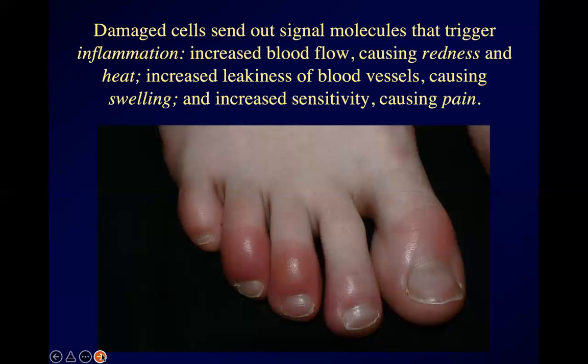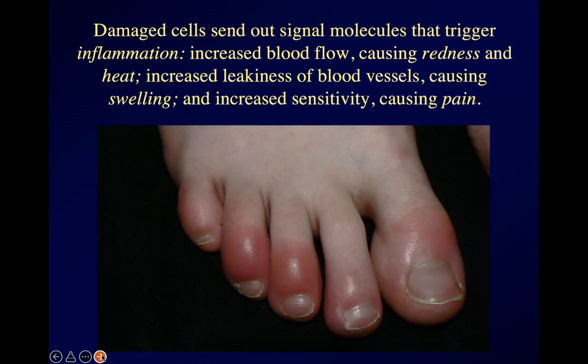The redness and the heat are caused by increased blood flow. For reasons I'll talk about in just a minute, blood vessels get increasingly leaky. Actual blood does not normally get out of them, but fluid can pass from the blood into the inflamed tissues, and that causes swelling. And there's also increased sensitivity, which causes pain. So redness, heat, swelling, and pain is the perfect definition of inflammation.